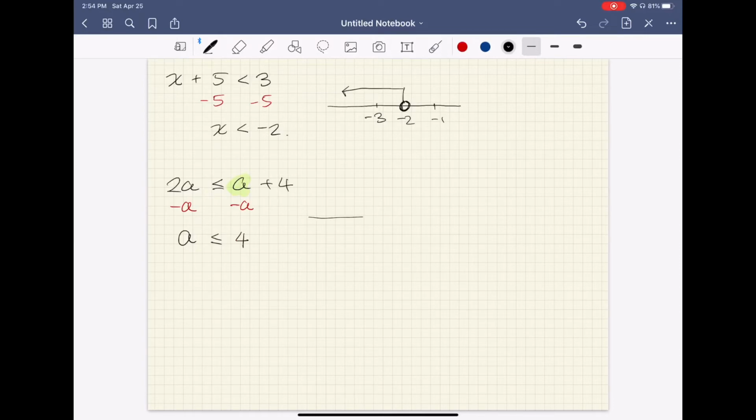So using a number line, 3, 4, 5, and a less than or equal to, so it'd be a closed circle. And which way does it go? Left. Okay. So these are basically it for 6.4, but there are some special cases.